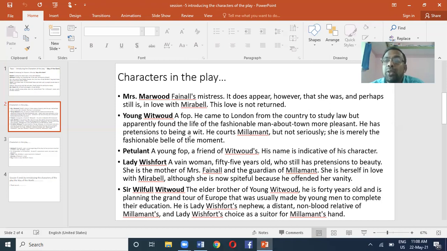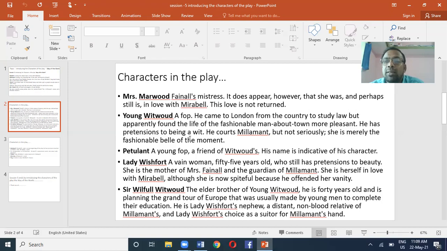And she was in love with Mirabel too. It is what we could see in the play later, you know it. She still has pretensions to beauty. She is the mother of Mrs. Fainall, I told you already. Mrs. Fainall was the daughter of Lady Wishfort, and Lady Wishfort was the guardian of Millamant. As Millamant was her niece, she was guardian of Millamant and mother to Mrs. Fainall.